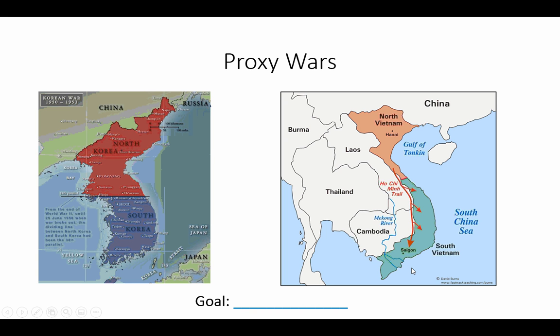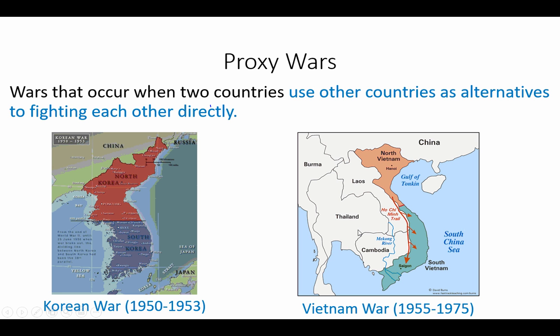So in order to try to contain the spread of communism, there were a number of proxy wars that were fought. So proxy wars, the goal here was to contain the spread of communism, especially in Asia. So proxy wars, these are wars that occur when two countries use other countries as alternatives to fighting each other directly. So one example is the Korean War. You can add that to your partial notes. And another one is the Vietnam War.